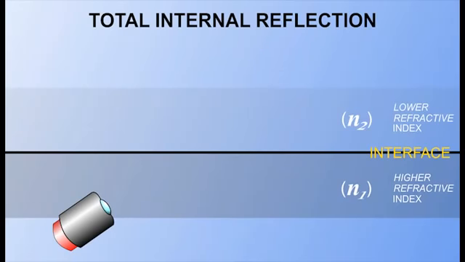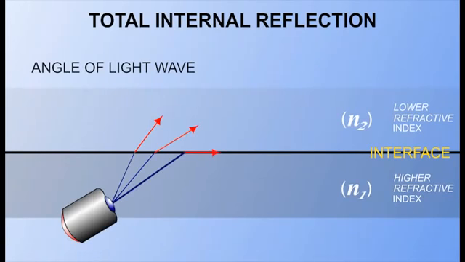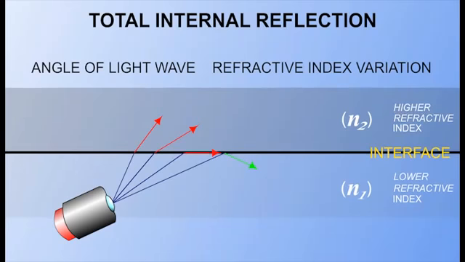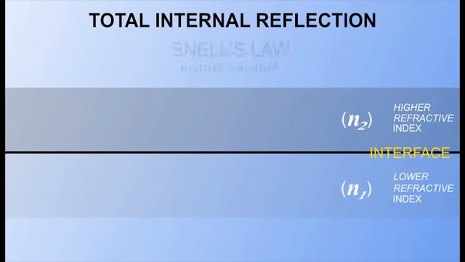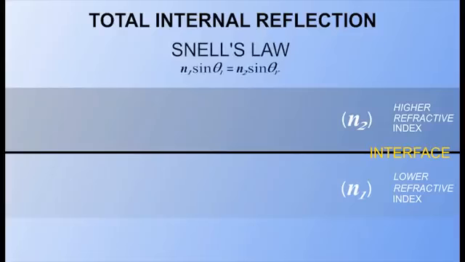Two factors must be considered when determining the degree of refraction or reflection: the angle at which the light wave strikes the interface, and the refractive index of one medium in relation to the other. Snell's law is used to determine the amount of refraction that will occur between two mediums. Imagine a line perpendicular to the interface. This line is referred to as the normal.